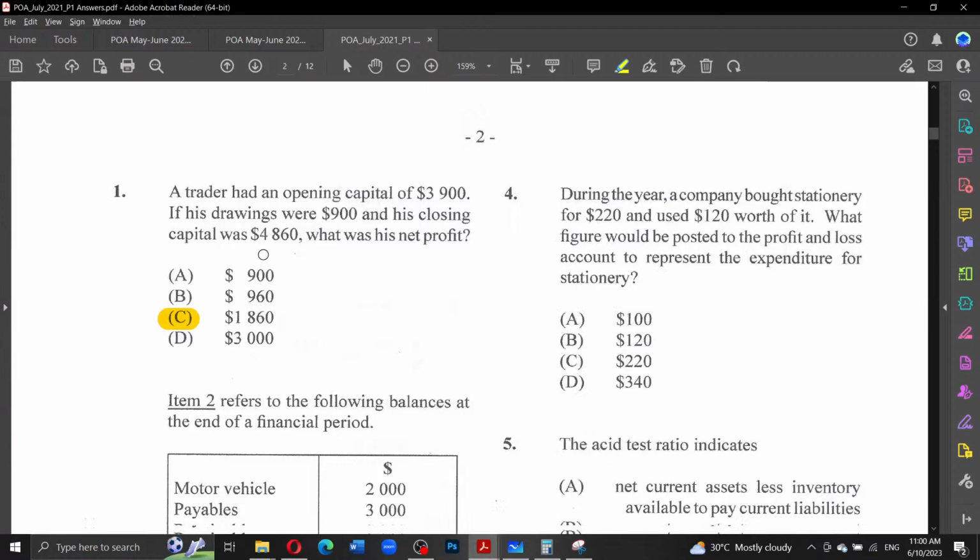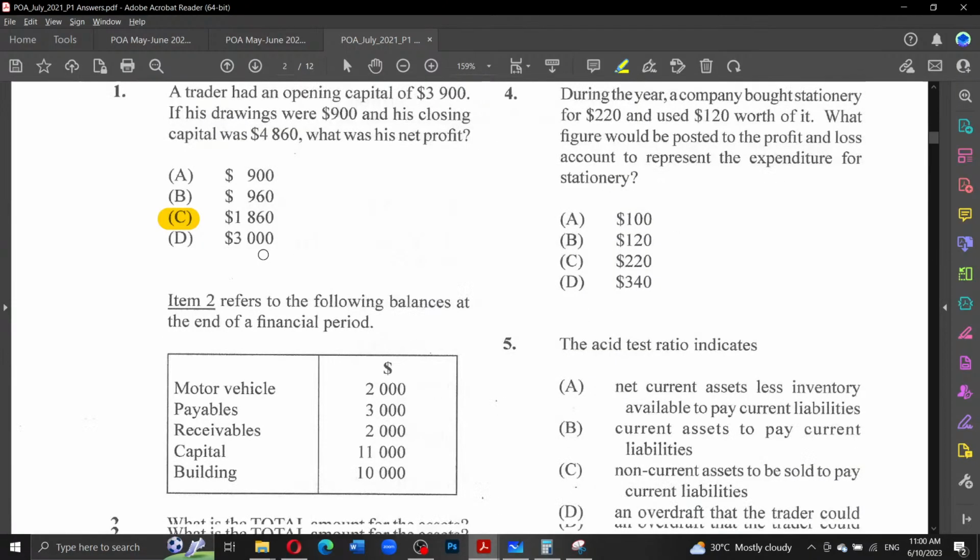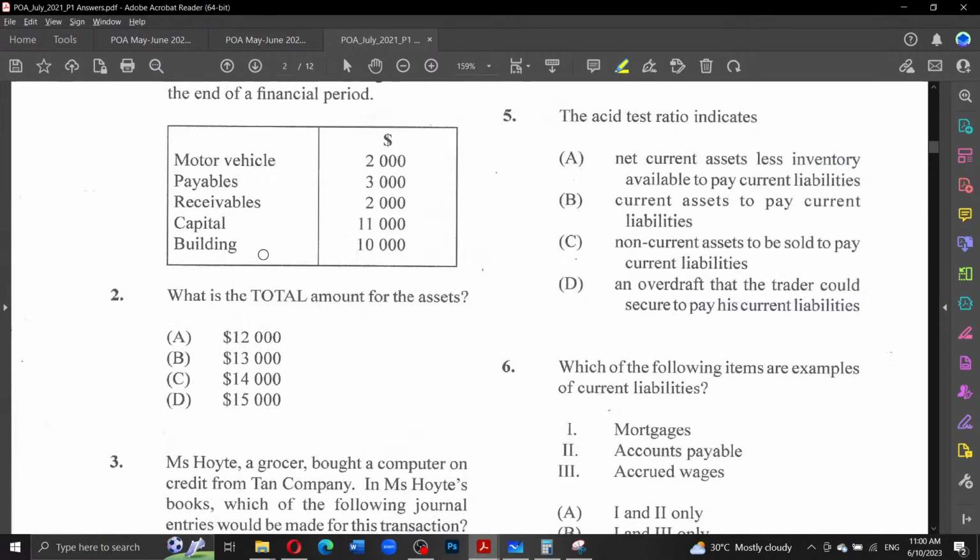Item 2 refers to the following balances at the end of the financial period. What is the total amount for assets? I'll highlight the assets and we'll select. Motor vehicle 2,000, that's an asset. Motor vehicle payables 3,000, that's not an asset. Receivables are an asset, and building 10,000. Capital is not an asset. This here is 14,000. I think this is a repeated question.